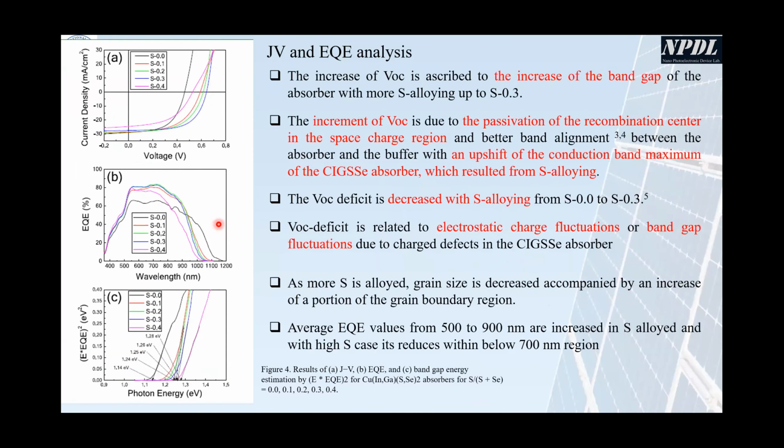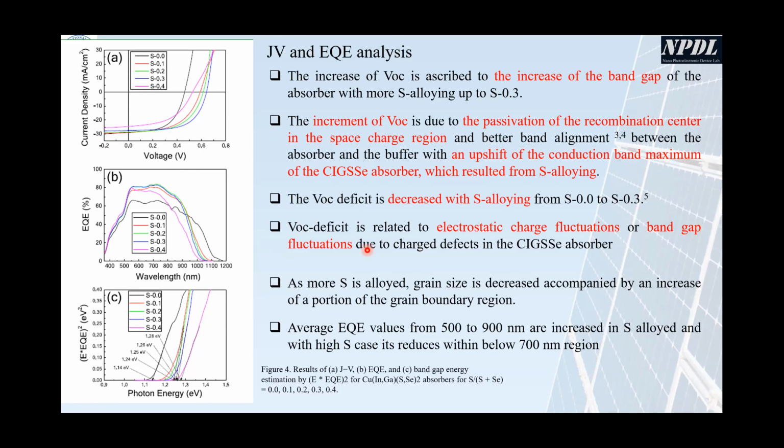And the VOC deficit of sulfur alloying also decreases, and VOC deficit is also related to some electrostatic flux, charge fluctuation, and some band gap fluctuation. So these are the basic device fundamental characteristics that we observe from the optimum sulfur alloying case.